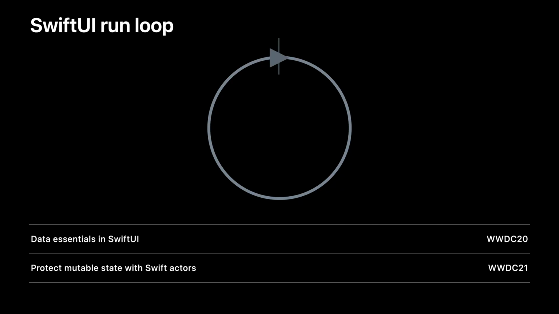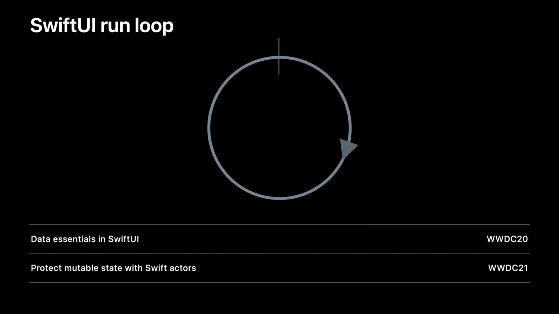At WWDC21 in Data Essentials in SwiftUI, my colleague Raj talked about the SwiftUI update life cycle. I'll refer to the code that drives this life cycle as the run loop. With Swift 5.5, the run loop runs on the main actor. For more details on actors in general, check out the talk Protect Mutable State with Swift Actors. Jessica and I will focus on the main actor in this talk.